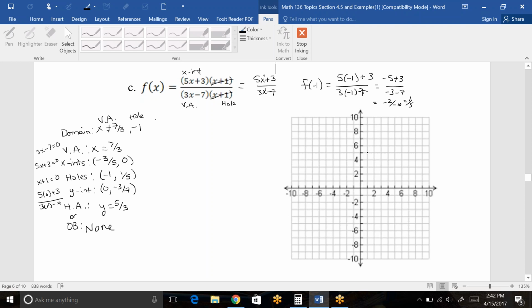Okay, so we're going to take all the information that we have and we're going to try to plot this on our graph. So we know that we have an x-intercept of -3/5 comma 0, so that's a little bit over halfway between 0 and -1. Trying to make sure you can see the point. There we go. We have 0, -3/7 as a y-intercept. We have a hole at -1, 1/5. Remember, that's where we put an open circle when we have a hole.